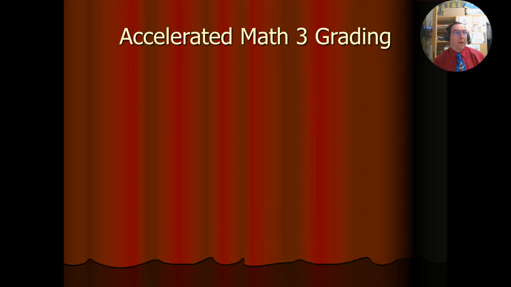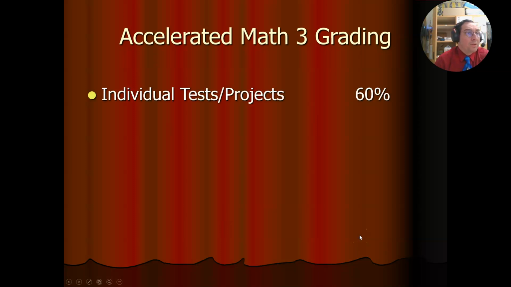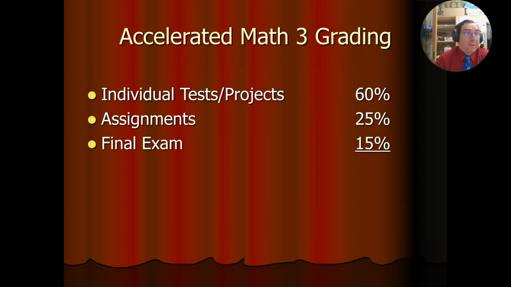So the first thing I'm going to talk about is the way I weight my grading. Individual tests and projects are 60%, assignments are 25%, and the final exam makes up 15%, for a total of 100, assuming I did my math correctly.